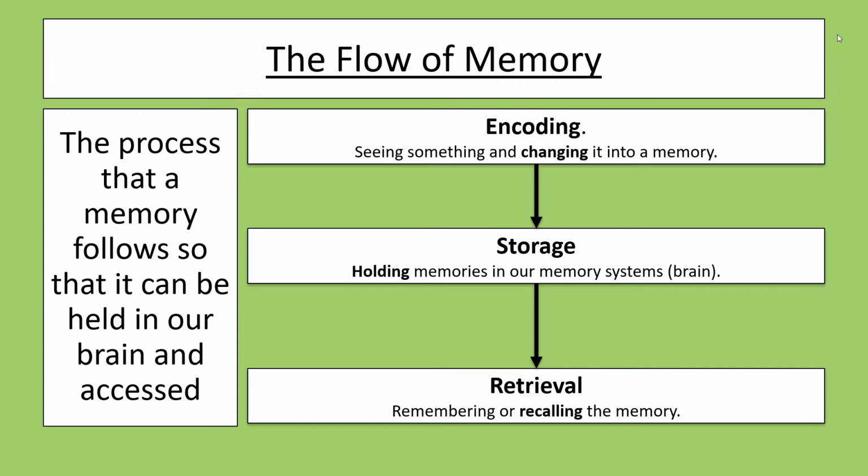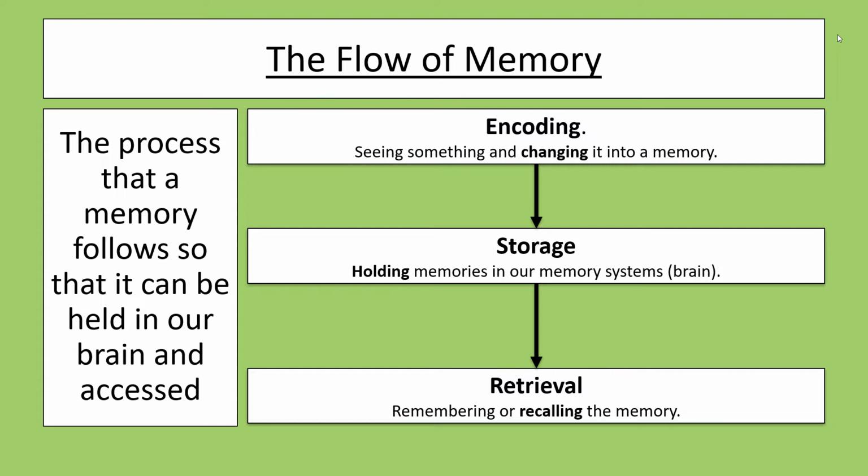So encoding is the process that happens when we are creating a memory in the first place. We see or hear something, and what we have to do is change that memory into a code or a format so it can actually be held in our brain. And this process is called encoding.